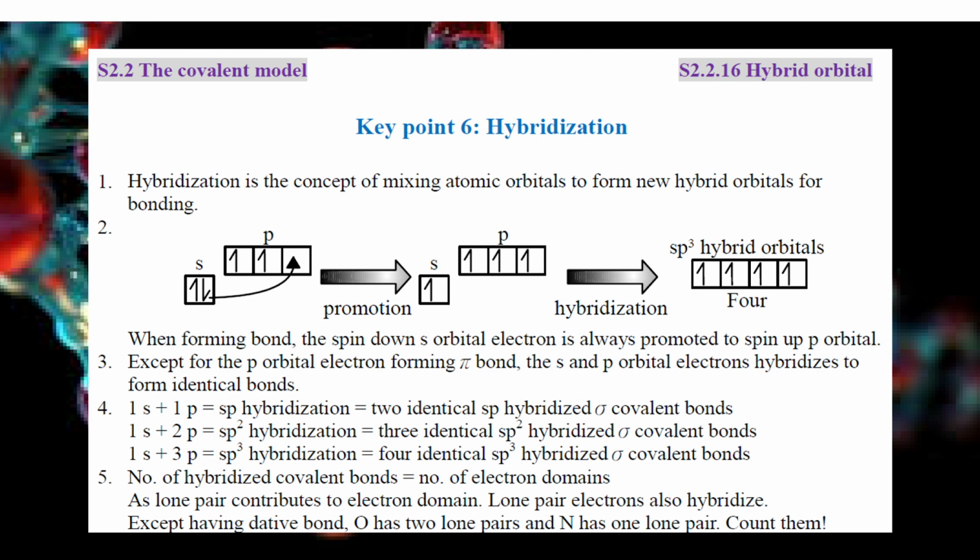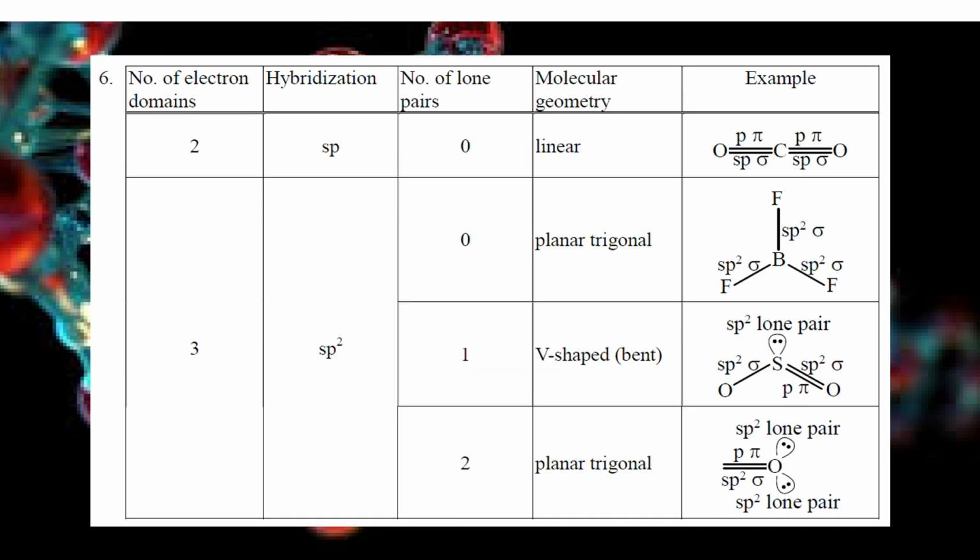Look at the examples. For this one, linear CO2, you see double bonds. So only the one sigma counts, and the other is a pi bond. So it's sp hybridization for the carbon. For this one, BF3, all are single bonds, so all 3 bonds are hybridized, so it's sp2 hybridization. And for this one, you remember even the lone pair will hybridize. There is a double bond, so minus 1, so it's sp2 hybridization. For this one also a double bond, so sp2 hybridization.